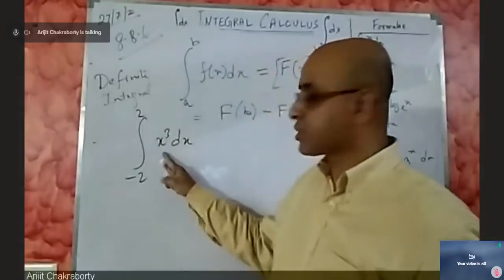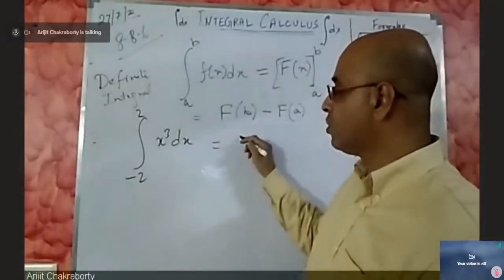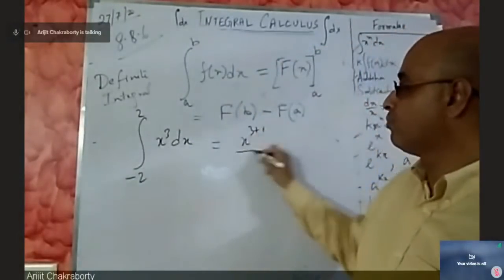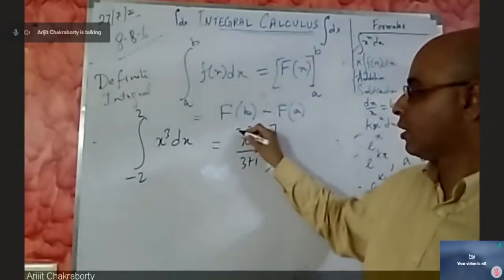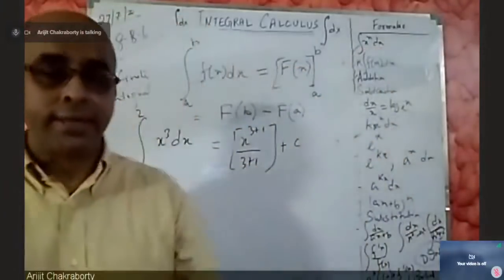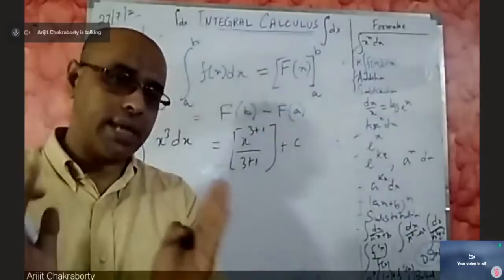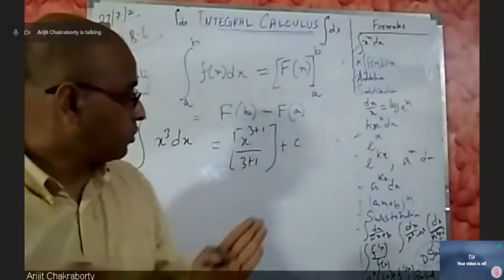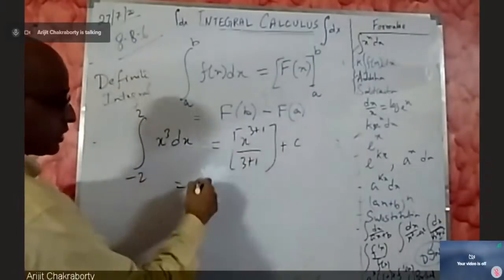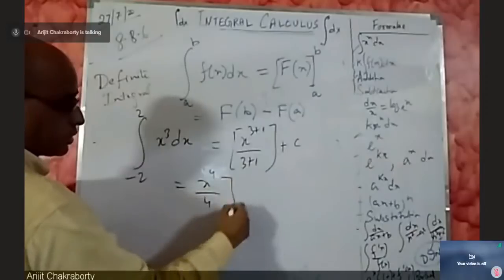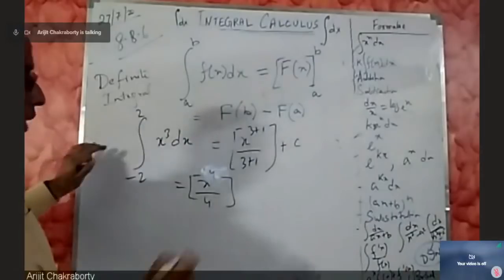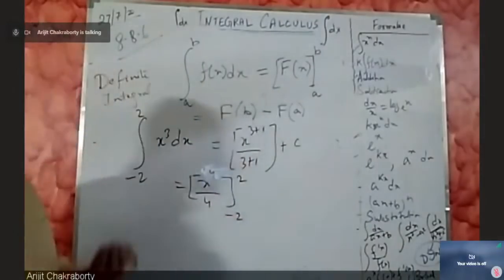Let us first solve this. x cube dx we know is of the form x to the power n. So it becomes x to the power 3 plus 1 by 3 plus 1, plus constant. But since it is a case of definite integral, we know the exact area. So we have the limits minus 2 and plus 2. This becomes x to the power 4 by 4. Now we calculate x to the power 4 by 4 within the limits minus 2 and plus 2.